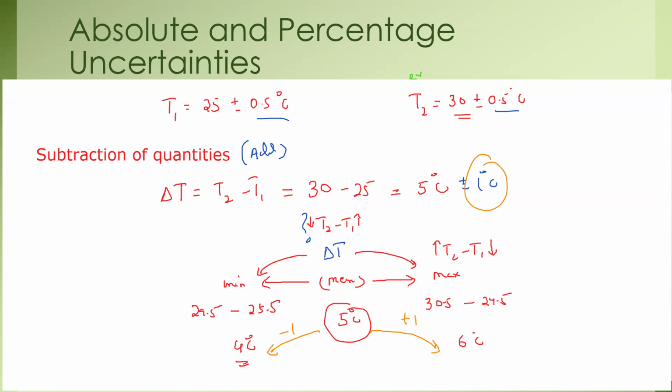So whenever we are finding the uncertainty for the subtraction of the quantities, the uncertainty always adds. Even as for addition of the quantities we add, for subtraction of the quantities we will also add.